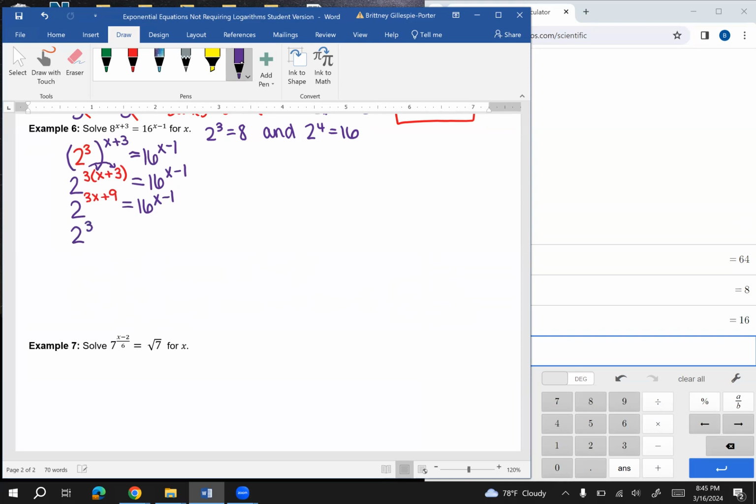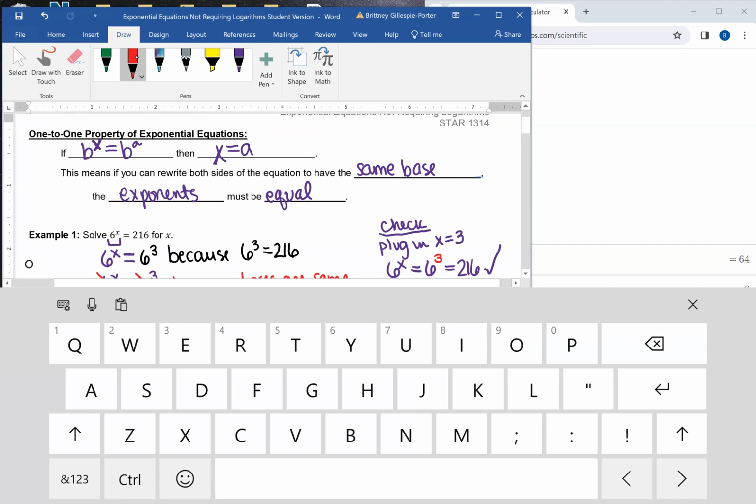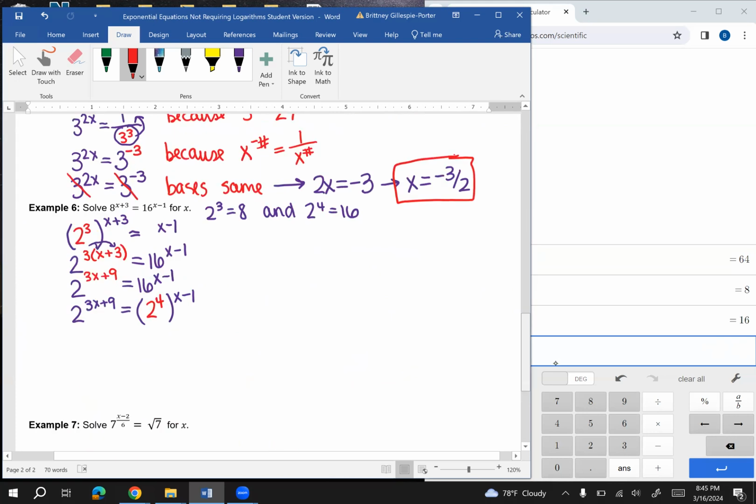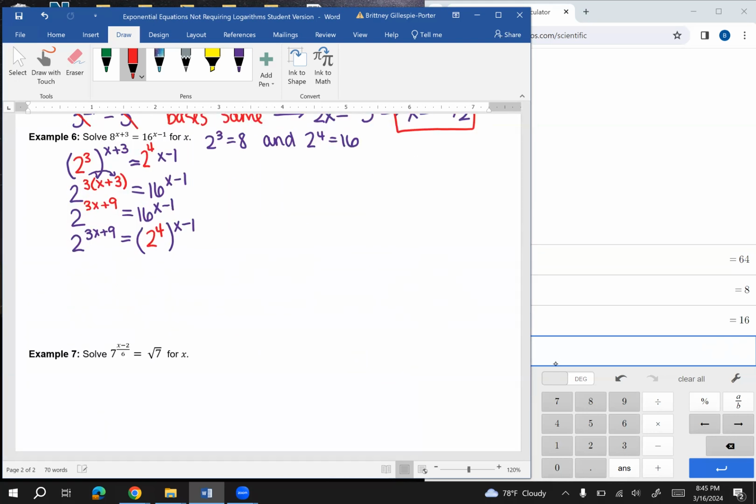And now we have 2 to the 3x plus 9. And on the right-hand side, I'm going to rewrite that 16 as 2 to the 4th. And you may be wondering why I didn't do that earlier. I'm going step by step. If you wanted to write our 2 to the 4th all the way back at the beginning, you could. It's just I did not want to do too many steps at the same time, so I left it.